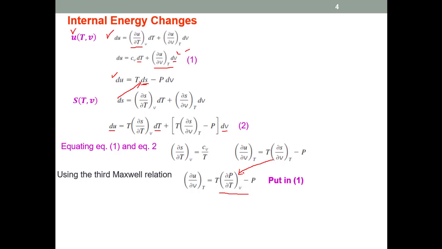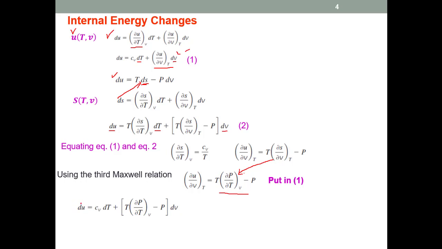If we put this value in equation 1, then we'll have the relationship for the change in internal energy equal to Cv dT plus [T times partial P by partial T at constant volume minus P] dv. Now you can carefully observe that this is a general relationship for the change in internal energy.